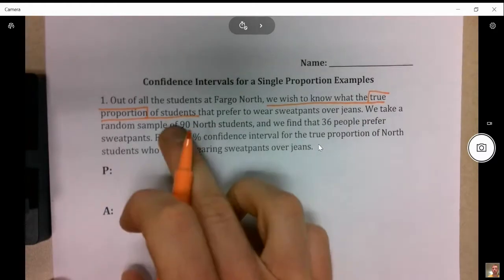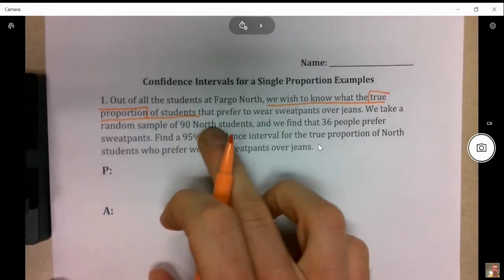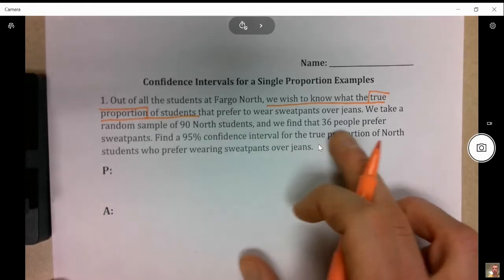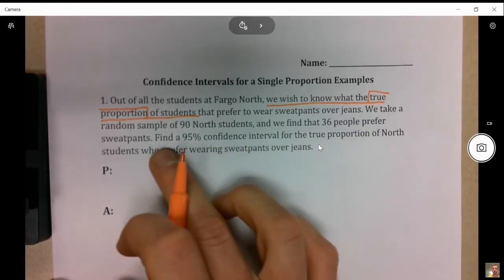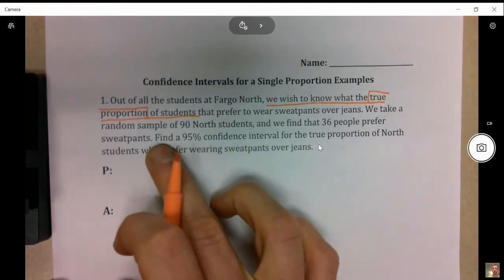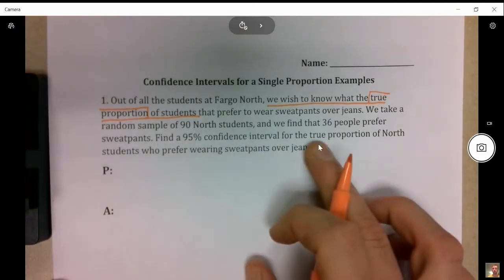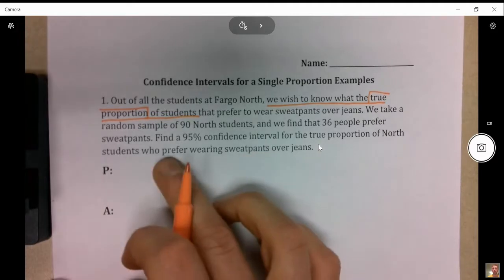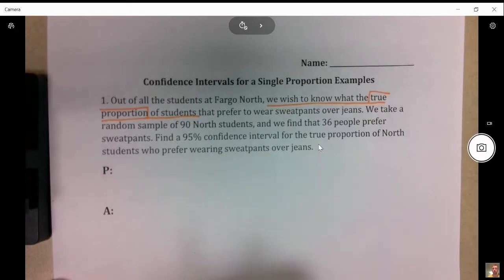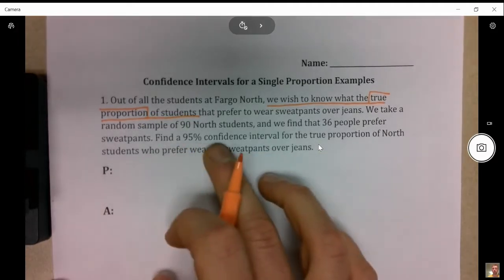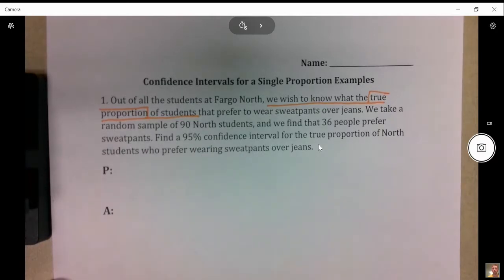It says we take a random sample of 90 students at North, and we find that 36% of them prefer sweatpants, okay? And we want to find a 95% confidence interval for the true proportion of North students who prefer wearing sweatpants over jeans, okay? So this is our task at hand. We want to find a 95% confidence interval.